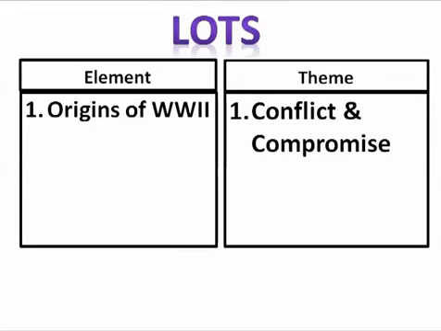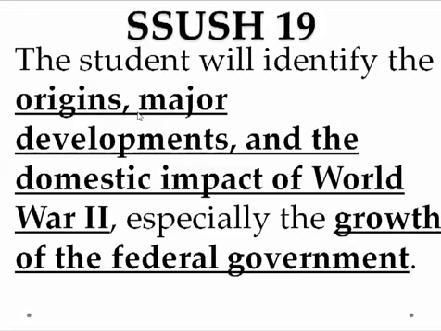Conflict and compromise is the theme. And again, we want to talk about how the United States got involved in World War II and how World War II started. The domestic impact of World War II. It's telling us what aspects of World War II that we need to know about. It's kind of narrowing them down for us and focusing on those, and that's what we need to do. Focus on the origins of World War II. We're going to do that first. Then we're going to come and talk about some major developments that happened in the war. And then at home, domestically, we talked about this word here again, domestically, the domestic impact of World War II.